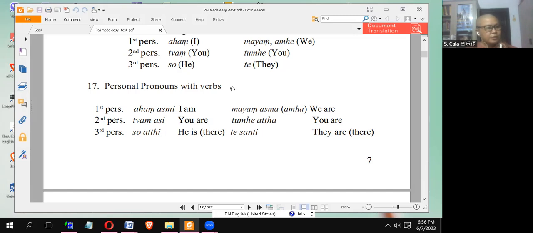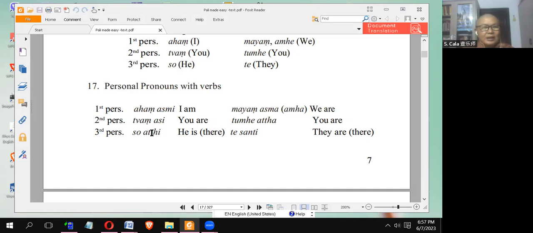Can you recite closing your eyes? Just close your eyes and recite without looking at it at all. Then try. Okay. So anti, te santi, tuam asti, tumhe attha, aham asmi, mayam asma, and mayam amha.